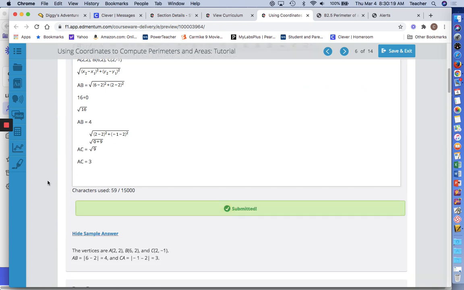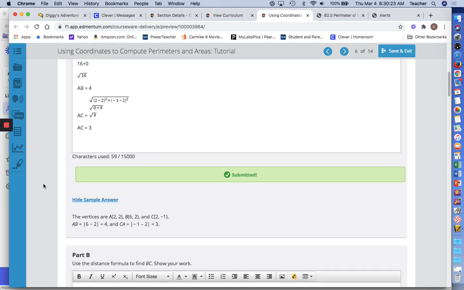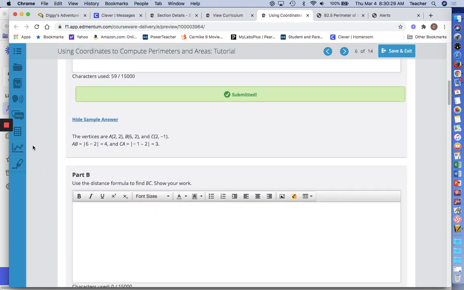So I'm going to submit that. Okay, so they did it a different way. Well, all right then. Good, great. Looks like they used GeoGebra. All right, so I did it the long way this time. That's unusual for me.